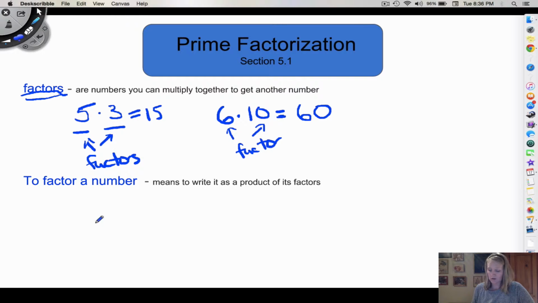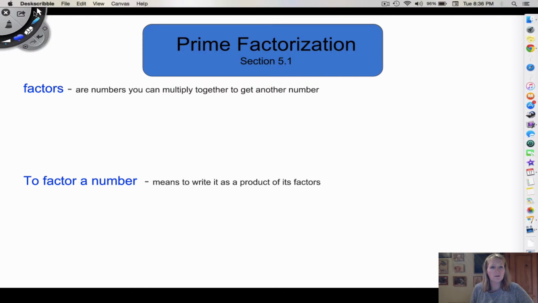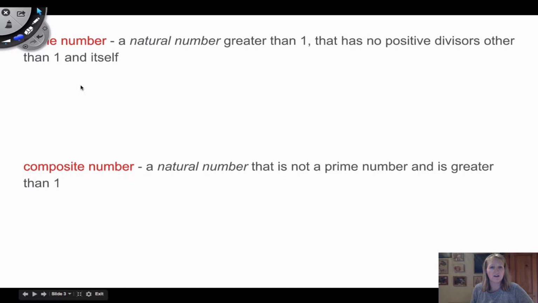But to factor a number, you have done some practice problems like this, okay? It means to write it as a product of its factors. So for example, if we have the number 33, 33 when it is factored is 3 times 11, okay? So the factors of 33, that's the process of factoring a number, okay? So let's go ahead and move on and find out what prime factorization means.